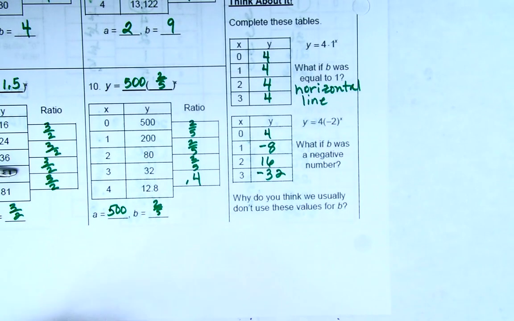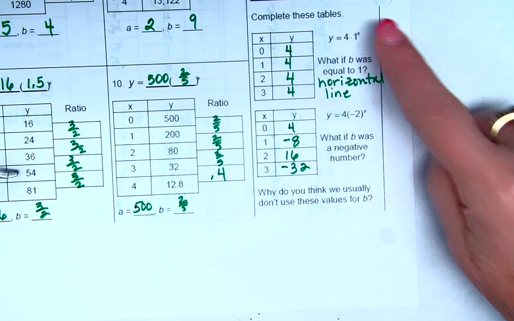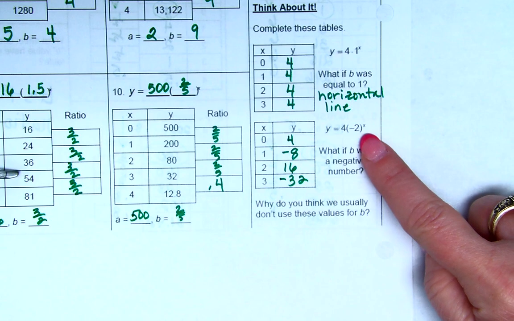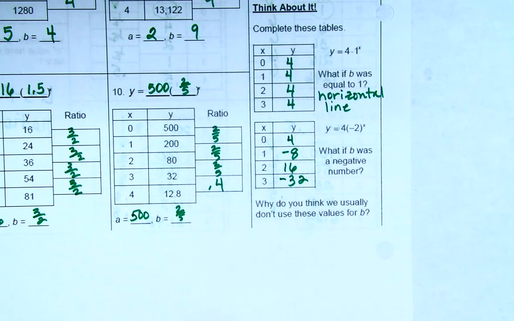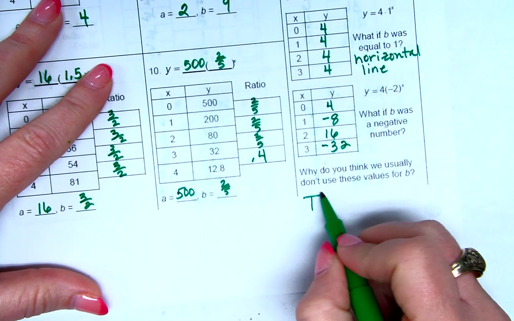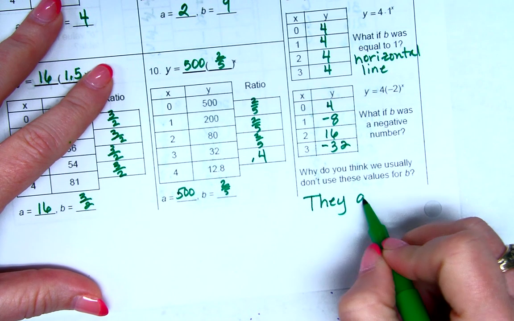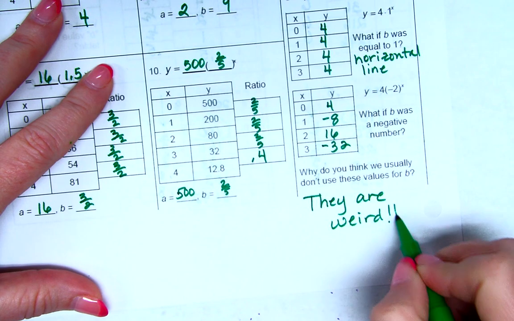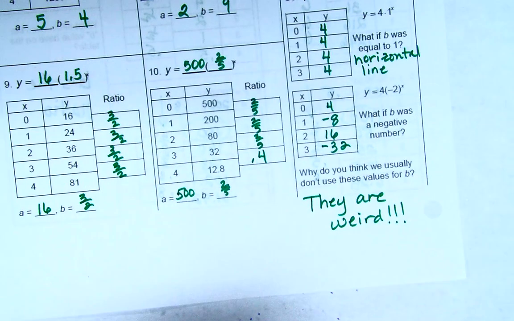So why don't we use bases of 1, and why don't we use bases of negative numbers? Because bad things happen. They're weird.